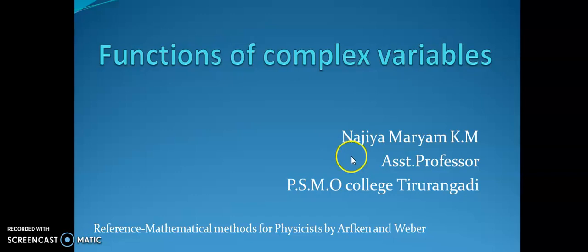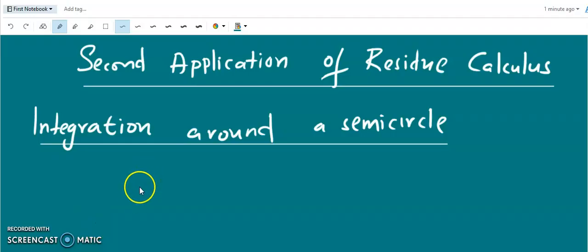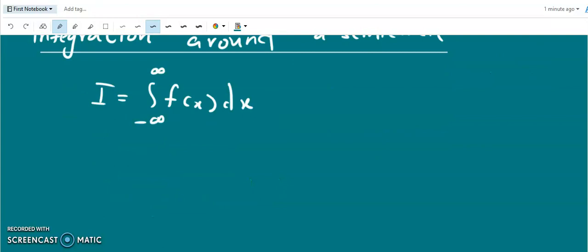And now we discuss the next application of residue calculus, that is the integration around a semicircular contour. So suppose the definite integral has the form I is equal to integral minus infinity to plus infinity f of x dx, and it should satisfy the condition, that is condition number 1, f of z is analytic. f of z is the corresponding complex function.